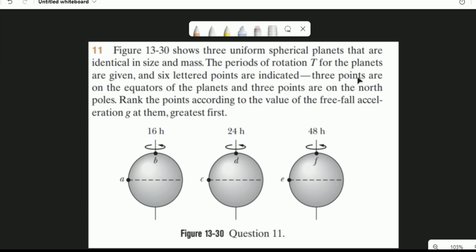Morning. This question is from Resnick and Halliday. The question is about finding the acceleration due to gravity at the pole and equator of the planet.